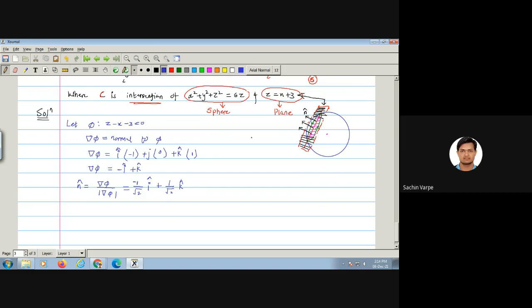For any surface phi, what is its normal? How do we find the normal to the surface phi? Its gradient del phi is a normal vector to the surface phi. We have seen in the physical interpretation.